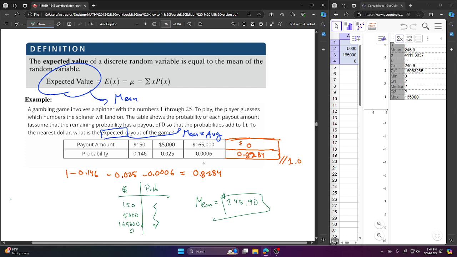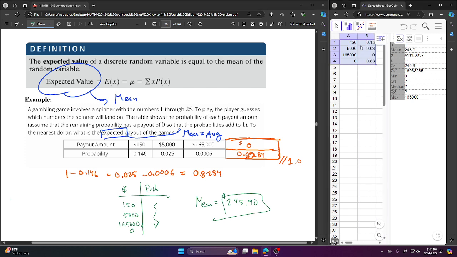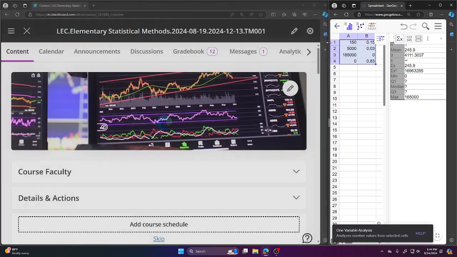Here, I'm going to go back through. I'm just going to show you. Of course, I'm recording it, right? So you can always see it like 50 times. But I just put these numbers into A and B, and then I just highlight them all. And at the top, there's this one variable analysis thing, which did not show up this time.